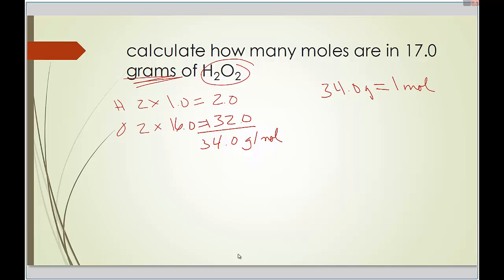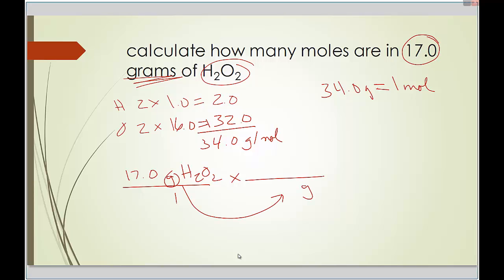So from here, we can put the number we're trying to convert, which is 17.0 grams of H2O2 over 1. We have grams on the top, that means we're going to put grams on the bottom. 34.0 goes with grams. That's equal to 1 mole. So that's going to go on top. The grams cancel. That leaves us with moles of H2O2.